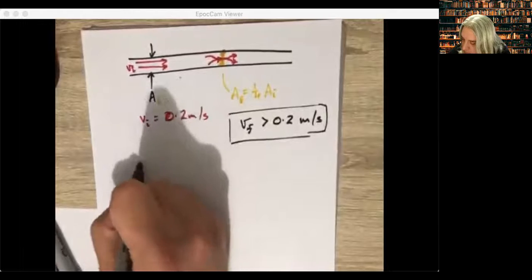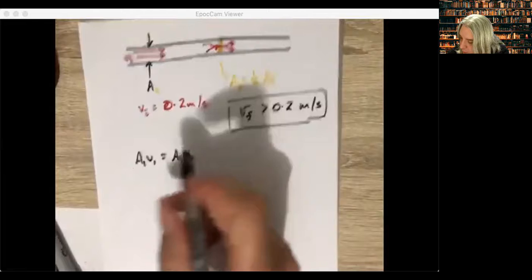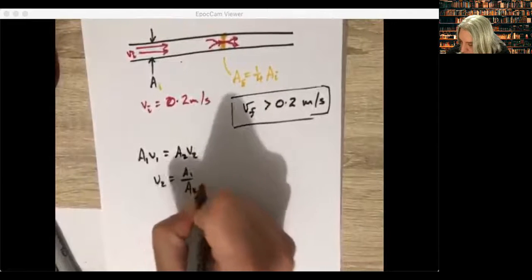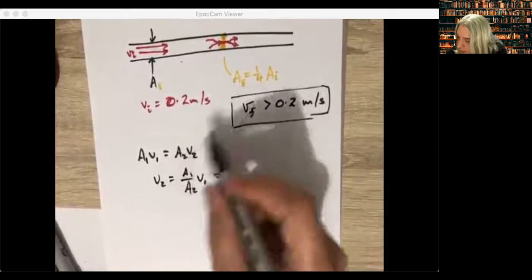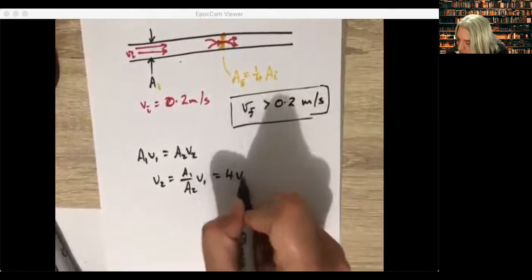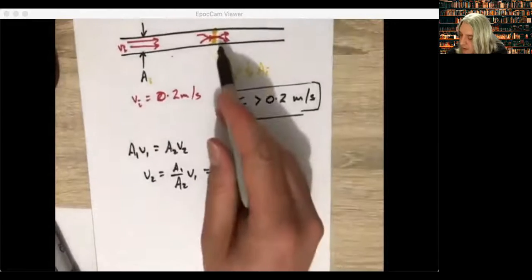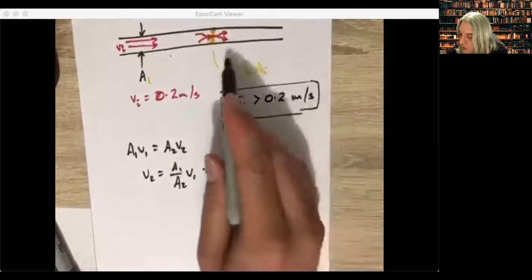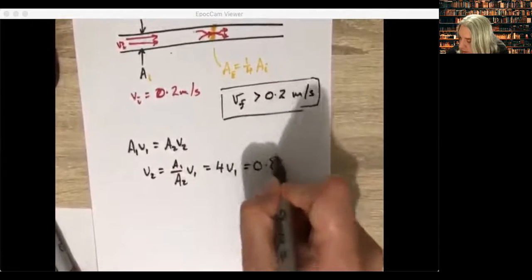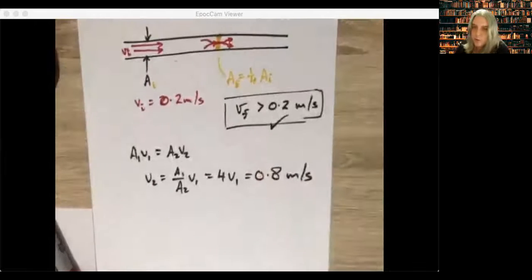So now let's look at our equation. We know that A1 V1 is equal to A2 V2. We're looking for V2, so V2 is equal to, divide both sides by A2, A1 over A2 times V1. And we know that A2 is a quarter of A1, so that means V2 is going to be 4 times V1. So this is very similar to the example we had during the lecture, that the velocity here is now going to be 4 times what it was before. So that means we've got 0.8 meters per second, and as we expected, yes, it's more than 0.2, which is good.